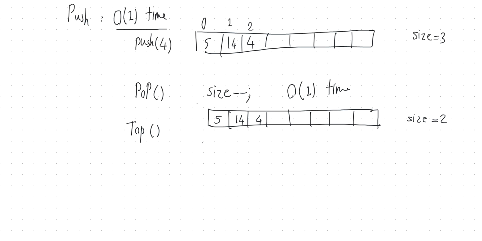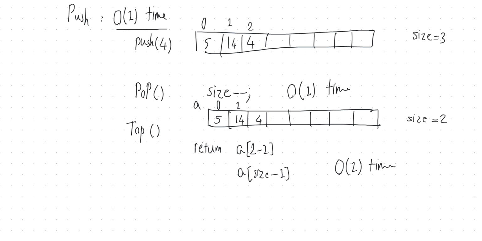I need to return A at index 1. Now, where does that 1 come from? It's 2 minus 1, or size minus 1 in general, right? A at size minus 1 is what we return. Because, again, one more time, size tells you how many elements you have in the array at the moment. And the last one is the most recent one, which is the element at index size minus 1. And that's what top returns. And obviously, this is also constant.